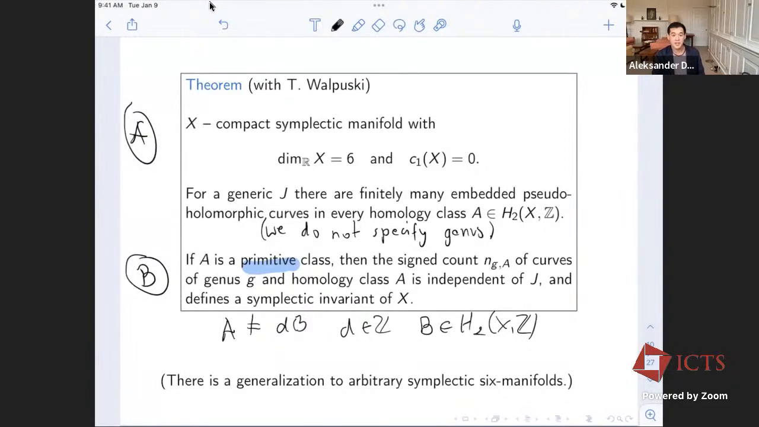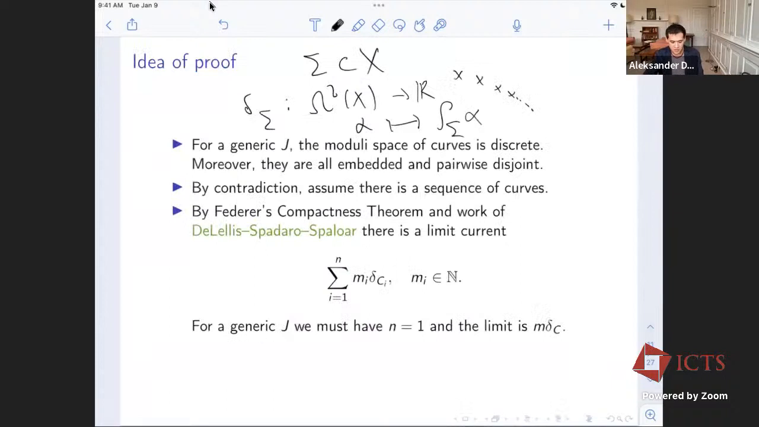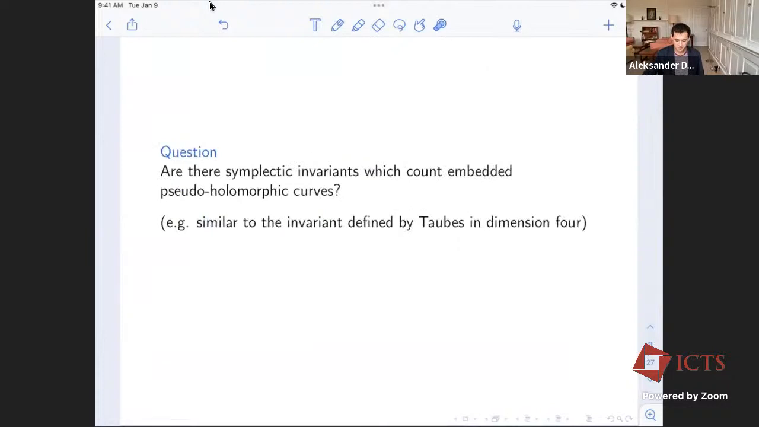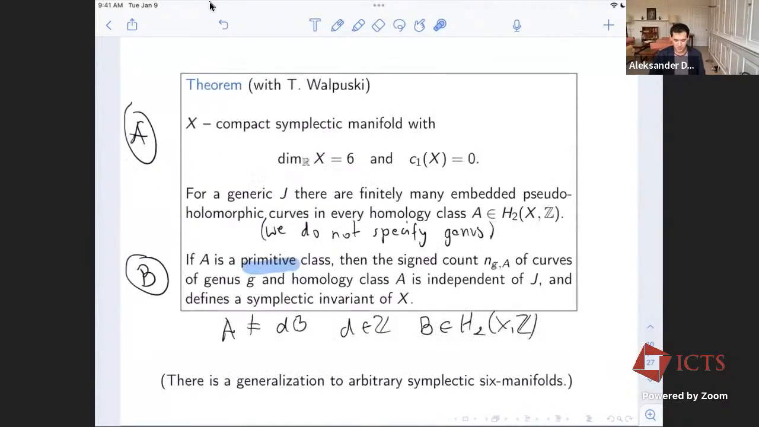But even in the primitive class case, it could still happen that even if this multiplicity is 1, this limiting curve has a different genus than the original curves, because I'm taking a limit as currents, which does not, in general, preserve the genus. But in any case, I was just discussing statement A for now.